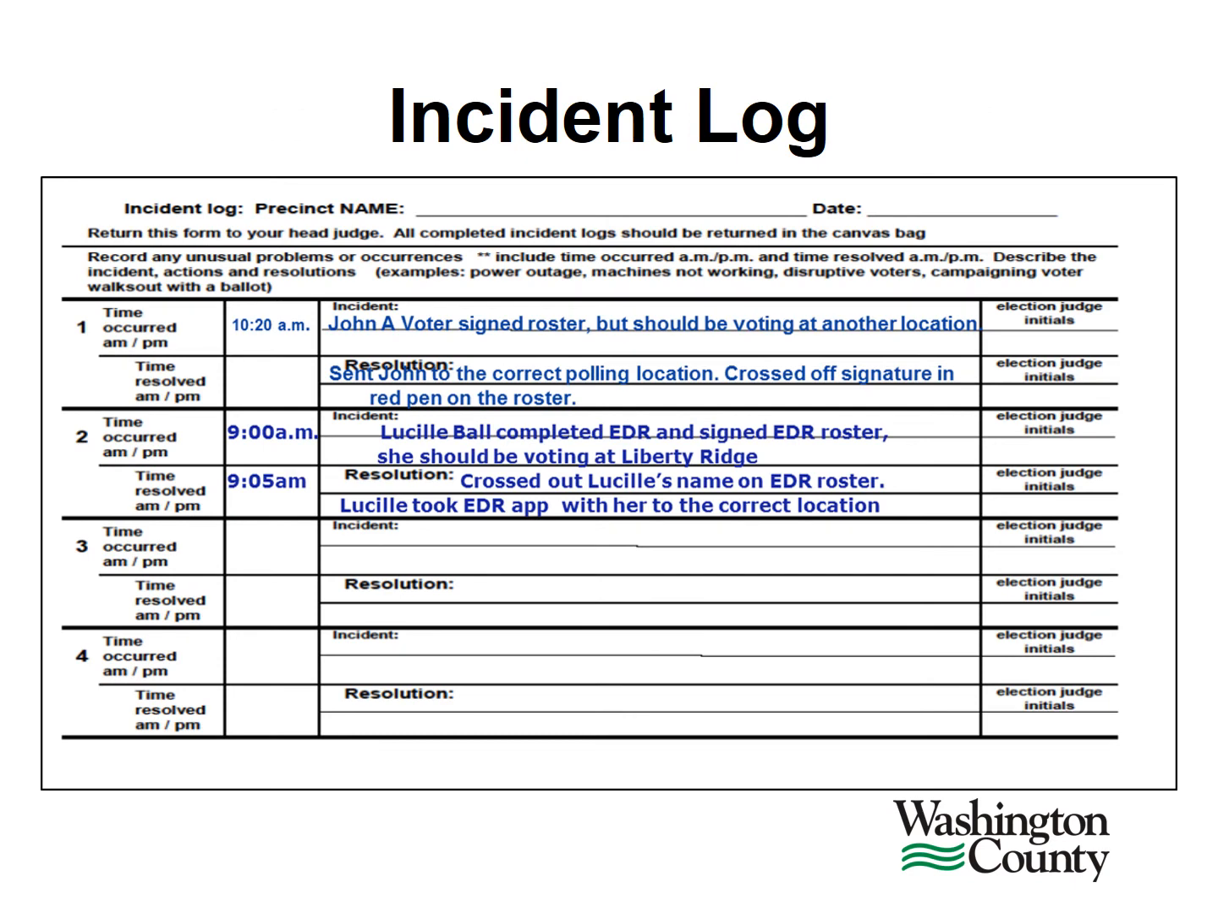The incident log is a valuable tool to record problems and their resolutions throughout the day in the polling place. One example might be if a voter is sent to another precinct after completing the voter registration form, as well as signing the EDR roster. You should cross off the voter's name in red pen on the EDR roster. The voter can then take their completed EDR application with them to their correct polling location. You'll want to make a note on the incident log and include the voter's name as well as a detailed account of the problem and the resolution.